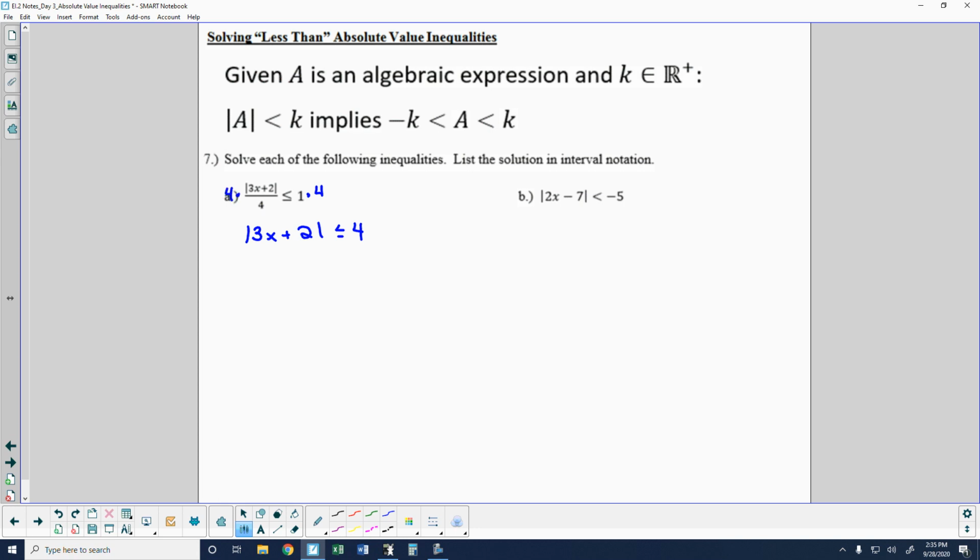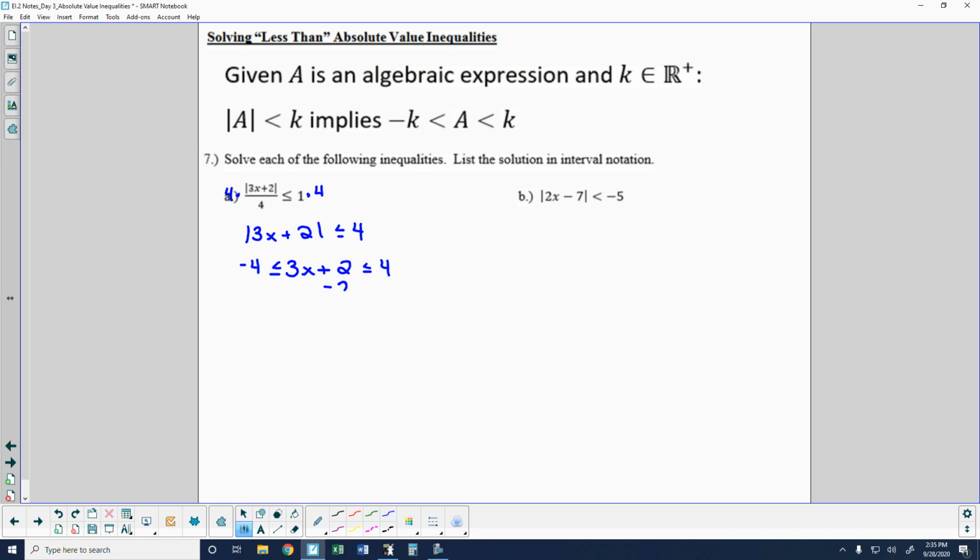Now I'm at a place where I need to get rid of my absolute value. Again, with absolute value equations, we broke this apart into two equations. We're essentially going to break this apart into two inequalities, remembering that 3x plus 2 is still going to be less than or equal to 4, but now it's also going to be greater than or equal to negative 4. So we're writing this compound inequality as one expression, but changing the direction of the inequality when we change the positivity or negativity of the constant. Now I can solve this.